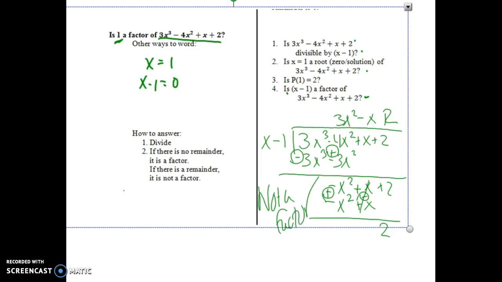Okay, so at this point we've done so much long division that this should be pretty simple. So let's have you give one a try. Let's take a polynomial y equals 4x squared minus 3x plus 6, and is x equals negative 1 a factor of said polynomial? Give it a try.